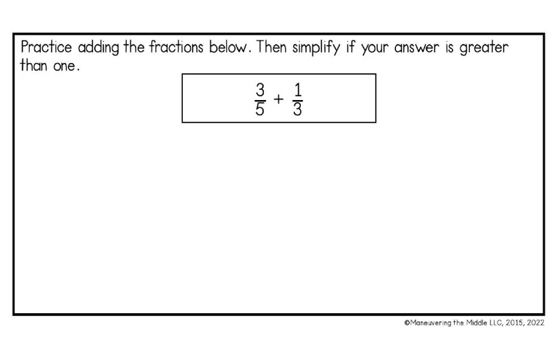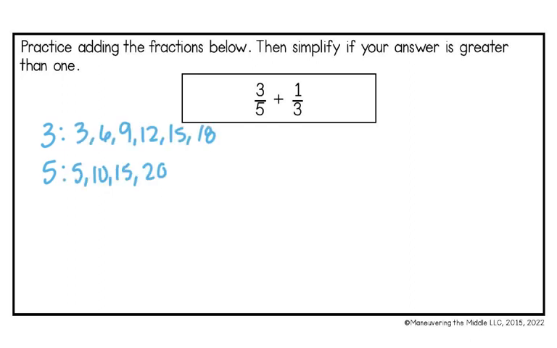In this example, I have 3/5 plus 1/3. So I need to start by finding our least common denominator. I'm going to start by finding our multiples. I've written out some multiples for us. For 3, I have 3, 6, 9, 12, 15, 18. For 5, I have 5, 10, 15, and 20. And I can see that they both have 15 in common. So our LCD is going to be 15.